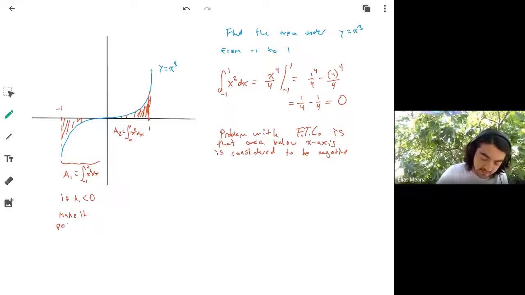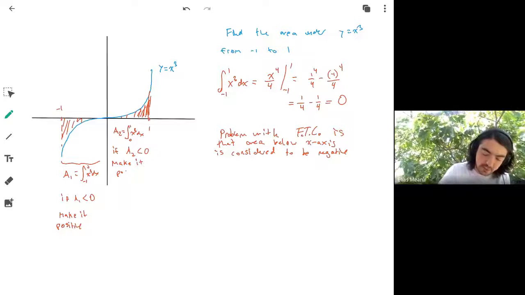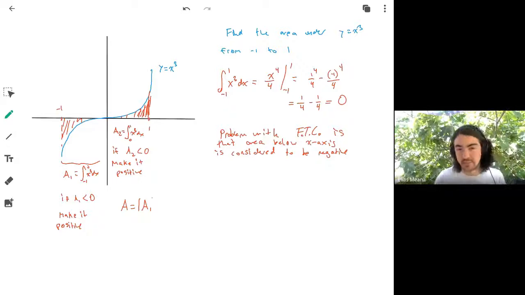Make it positive. And same thing with a2, right? If a2 is less than 0, which it's not in this case, make it positive, right? And the total area is going to be a1 as a positive number, which is what these bars mean right here, right? This means it's always positive, plus a2 with bars around it.